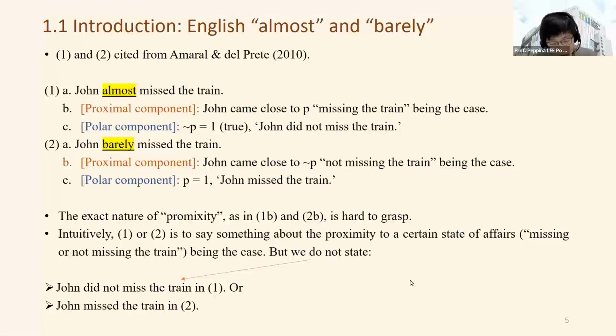However, what is interesting is that the exact nature of proximity in the two, 1A and 2A, is very difficult to grasp. In other words, it's difficult to define in what way we say that it is closeness or proximity, and how to measure the closeness. And also, in 1A and 2A, why do we not directly say John did not miss the train in 1, or John missed the train in 2? Why do we need the two components?